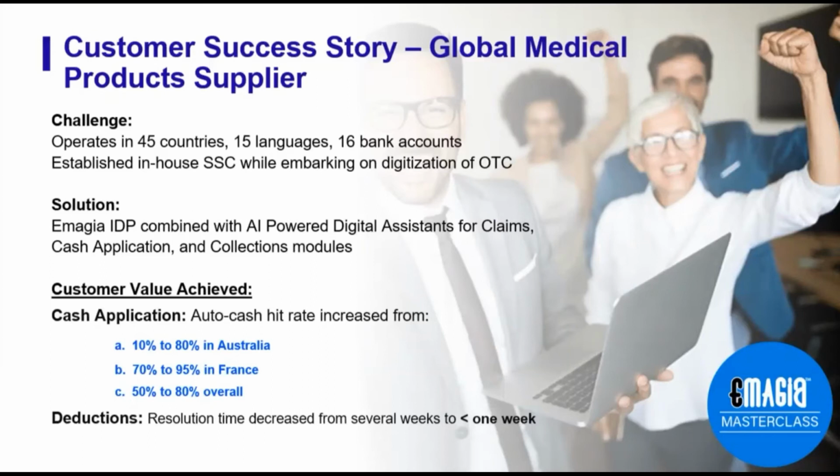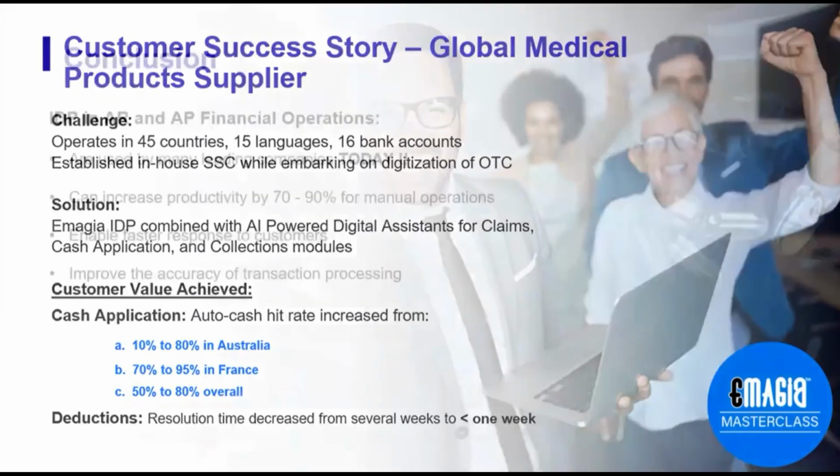Impressive. And overall, for the whole company, 45 country operations, went from 50 to 80%. So that's 30% of applying customer payments that became automated that was once manual. That's a big jump. That's a big productivity leap. Now, on the deduction side, again, I think a great measurement is resolution time. And here, by accelerating that first step of capturing the required data on a deduction, the resolution time went from several weeks, which was good, to less than 1 week, which is really good.